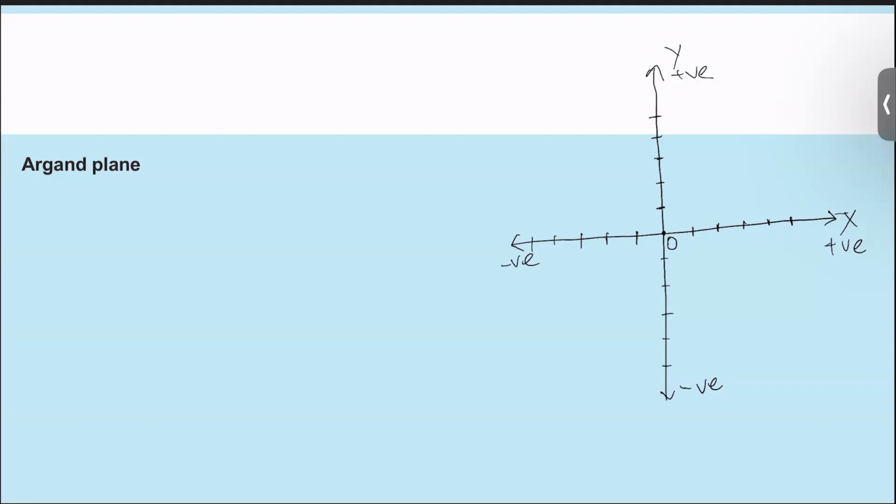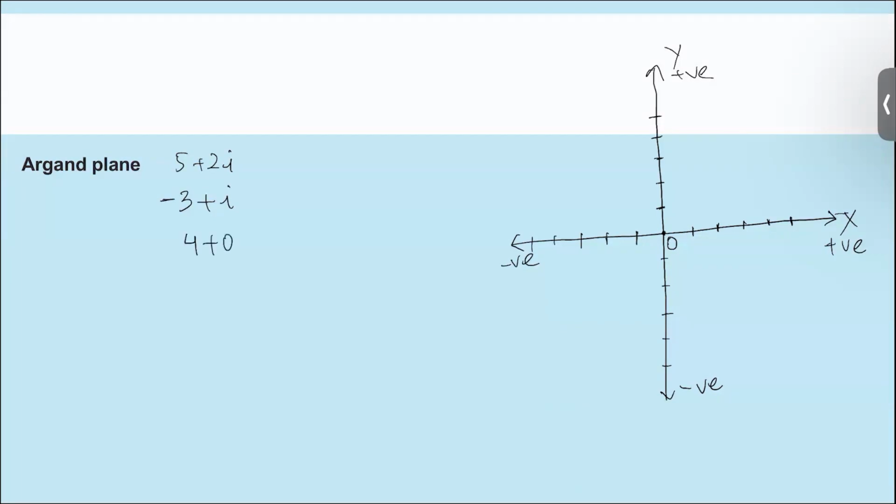Suppose first we have a few complex numbers, say 5 plus 2i, negative 3 plus i, 4 plus 0i, and 0 minus 2i. So let's take z1, z2, z3, z4. And let's take z5 as minus 5 minus 3i.